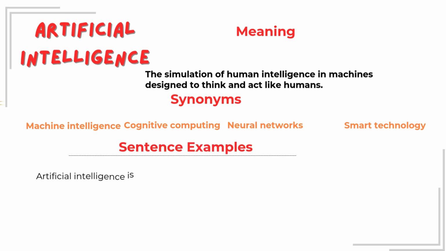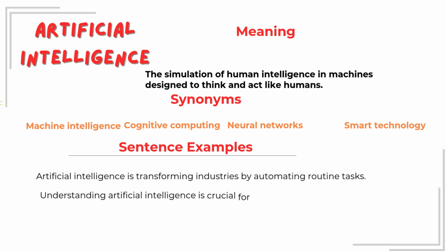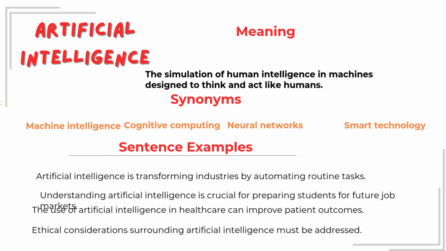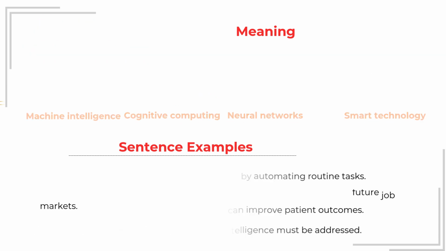Artificial intelligence is transforming industries by automating routine tasks. Understanding artificial intelligence is crucial for preparing students for future job markets. The use of artificial intelligence in healthcare can improve patient outcomes. Ethical considerations surrounding artificial intelligence must be addressed.